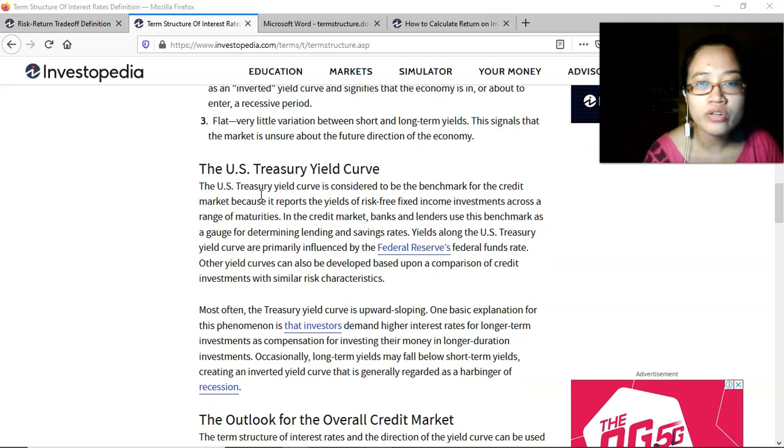Okay, moving on. U.S. Treasury yield curve. The U.S. Treasury yield curve is considered to be the benchmark for the credit market because it reports the yields of risk-free fixed income investments across a range of maturities. Okay? In the credit market, banks and lenders use this benchmark as a gauge for determining lending and savings rates. Yields along the U.S. Treasury yield curve are primarily influenced by the Federal Reserve's federal funds rate. Other yield curves can also be developed based upon the comparison of credit investments with similar risk characteristics. All right.